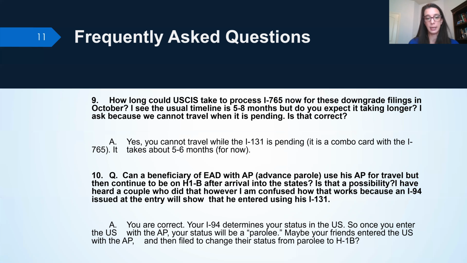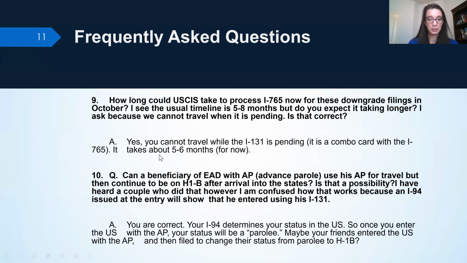It's hard to say. And so the EAD card, as I said, it's a combo card with your work authorization and your travel. So it's just one document. There's no separate documents unless you first request the EAD and later on you decide that you want the travel. Then you're gonna get a separate document.